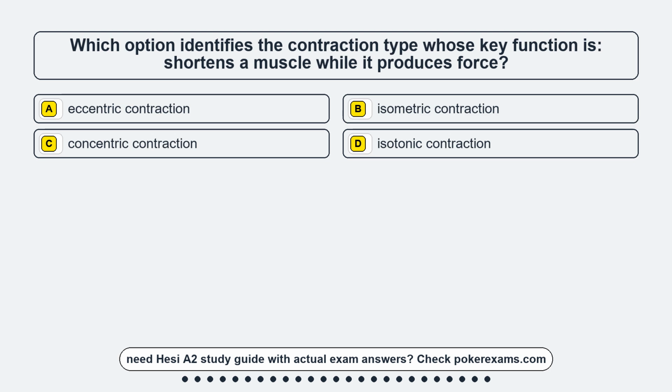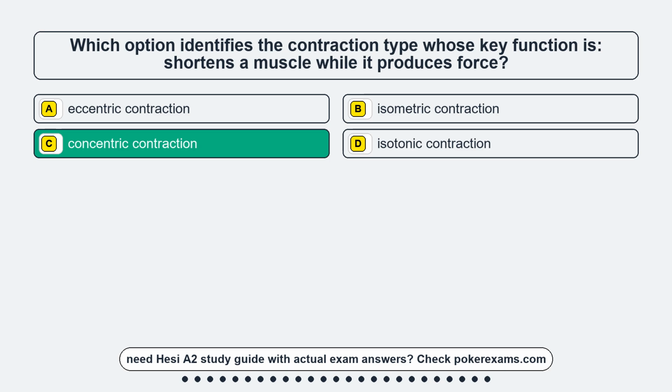Question 12. Which option identifies the contraction type whose key function is shortens a muscle while it produces force? Option A, eccentric contraction. Option B, bisymmetric contraction. Option C, concentric contraction. Option D, isotonic contraction. The correct answer is option C, concentric contraction.